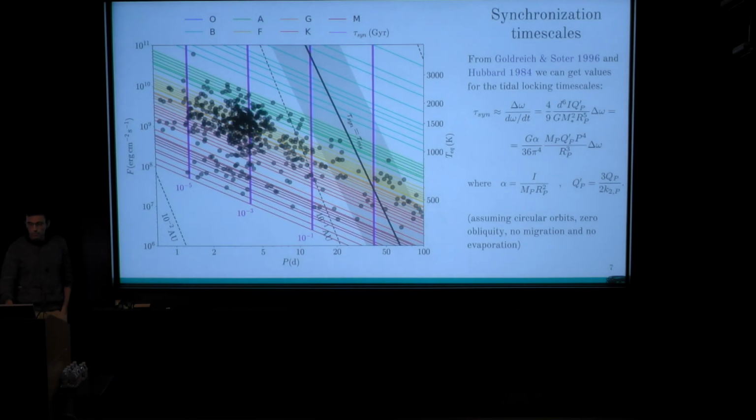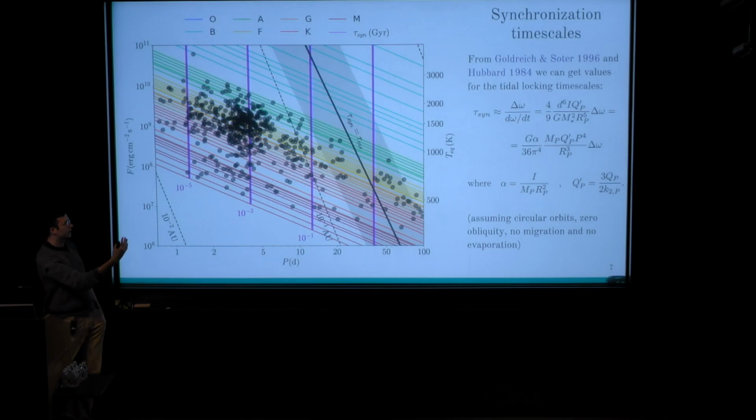On top of it, I'm also plotting the synchronization timescale. What is the synchronization timescale? It is the time it takes to circularize the orbit. And this was just to confirm that hot Jupiters are tidally locked. Sorry, I said tidal circularization is tidally locking. This line is the line where the synchronization timescale equals the main sequence lifetime of the star, meaning that every planet on the left is tidally locked or will have time to get tidally locked.